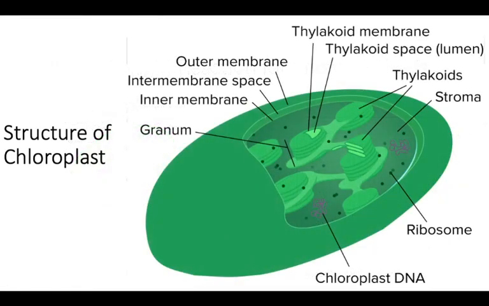Now the structure of the chloroplast over here, don't get upset with so many labels. It's pretty simple. The outer membrane, the inner membrane, and the space between them is the intermembrane space. Then it contains thylakoids. The thylakoids are structures arranged in the form of a column. They are called granum, and the space between these grana is called stroma. The stroma contains ribosomes as well as the chloroplast DNA.